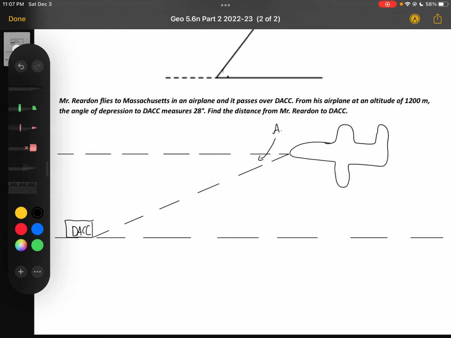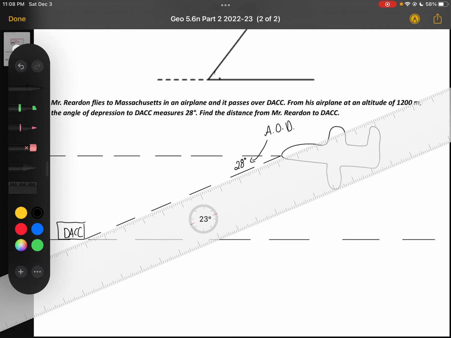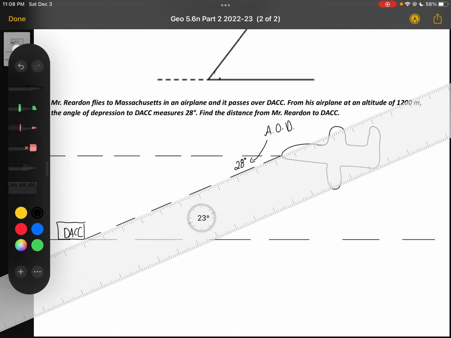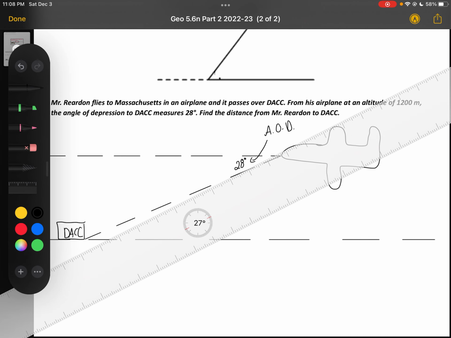So remembering that our angle of depression goes right here, angle of depression AOD, and we measure that this was 28 degrees. So 28-degree angle right here. There we go. And again, double check. I might have put the wrong thing here. I think I put 23, but let's just pretend that that's 28 degrees and it'll all be okay.